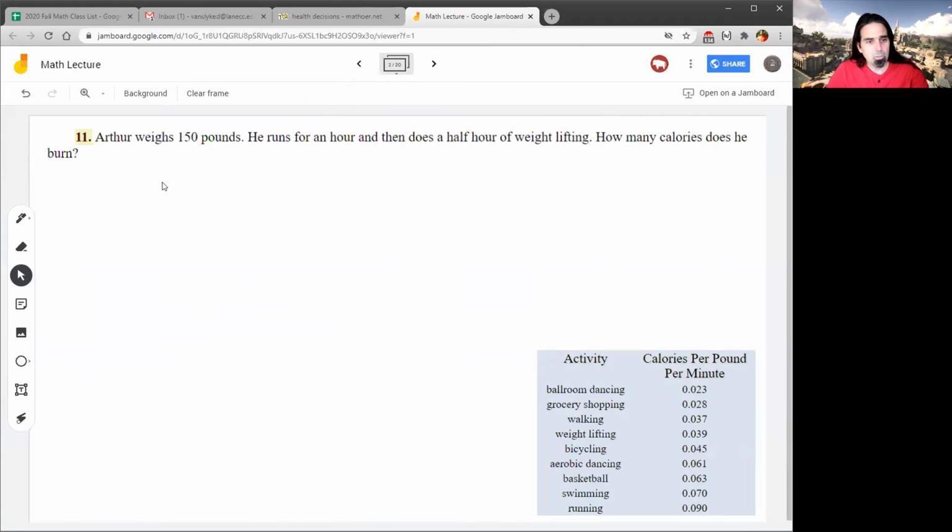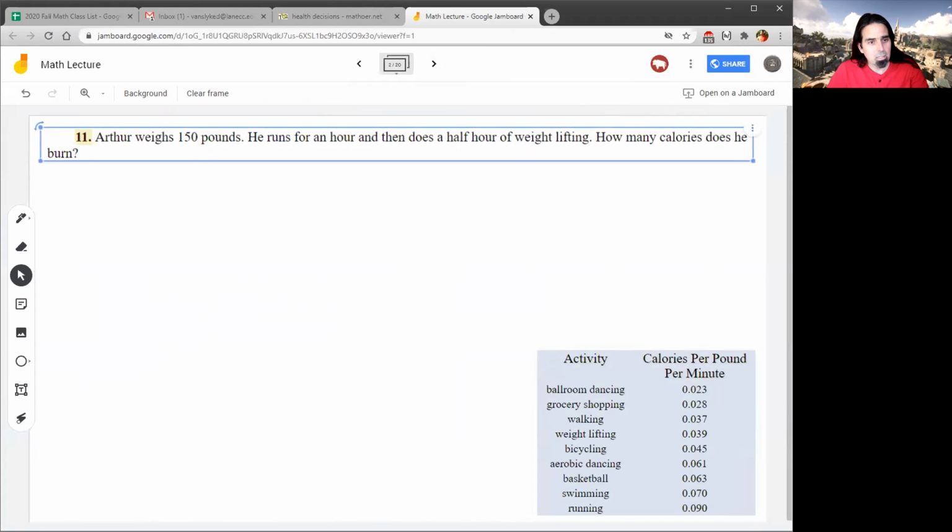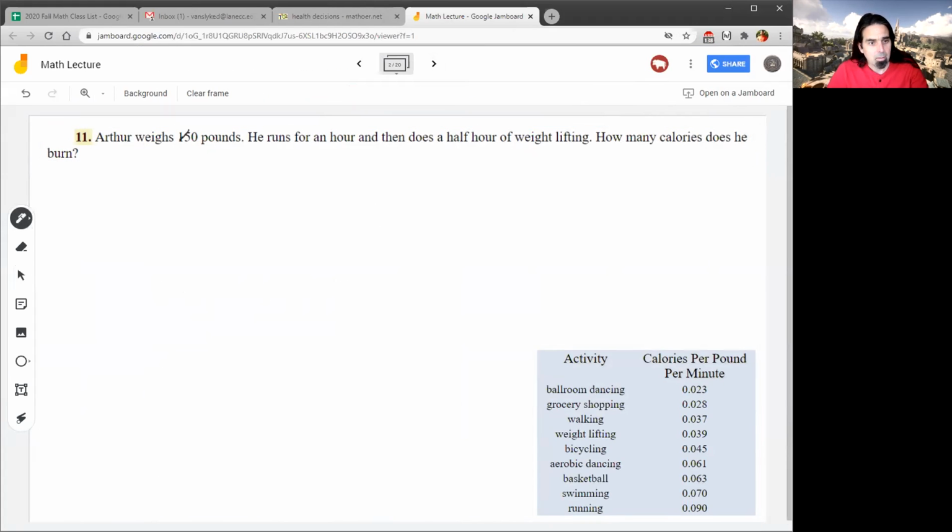So instead of 150, let's have him weigh about 180. So this one was trying to be tricky. We have runs for an hour, and we also have the half hour of weightlifting. So it's a two-part problem. We're just going to say at the end, we add them all up.